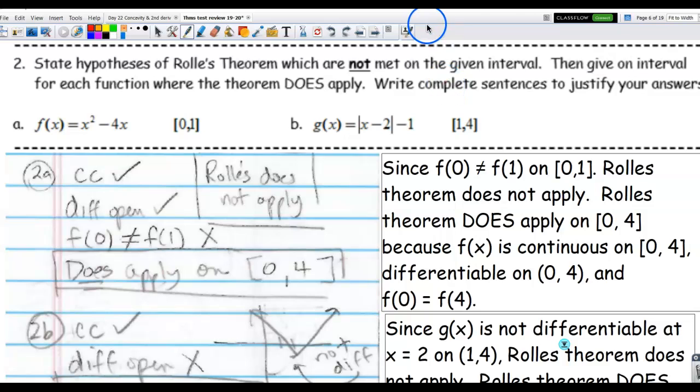Number 2. Now we're moving on to Rolle's theorem. State the hypothesis of Rolle's theorem which are not met on the given interval. So this problem's already telling you it's not going to apply. You just got to figure out why. Remember, for Rolle's theorem, there are 3 conditions.